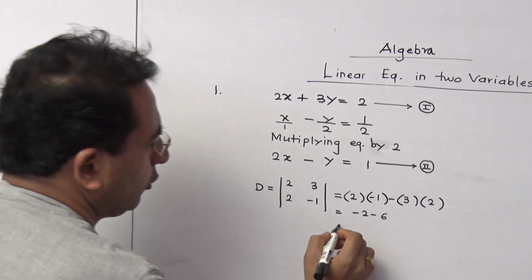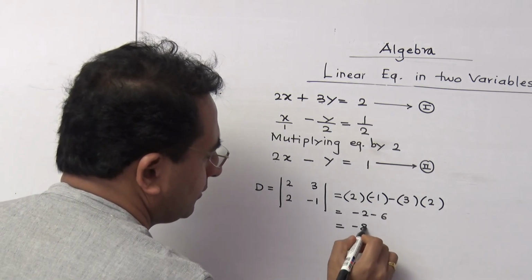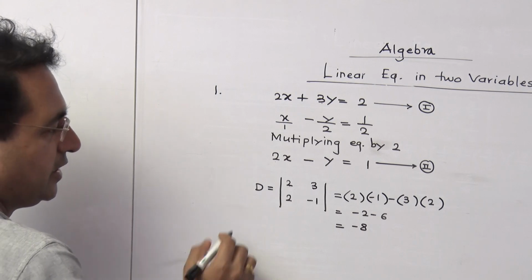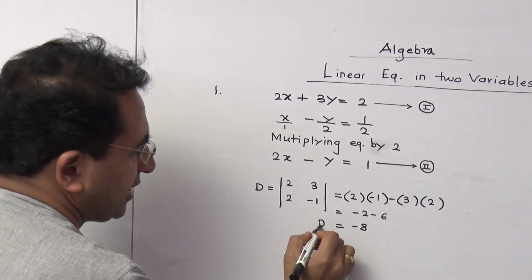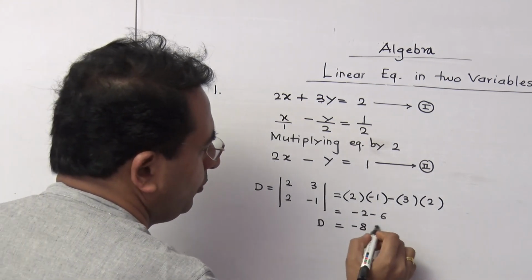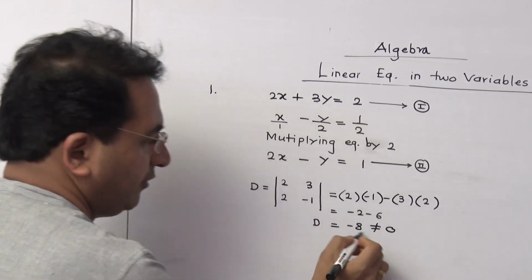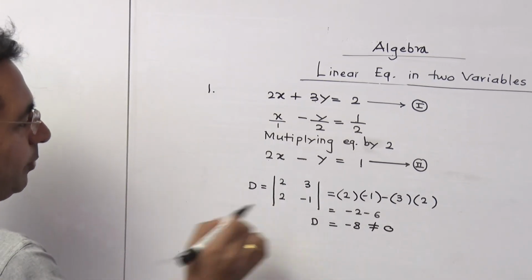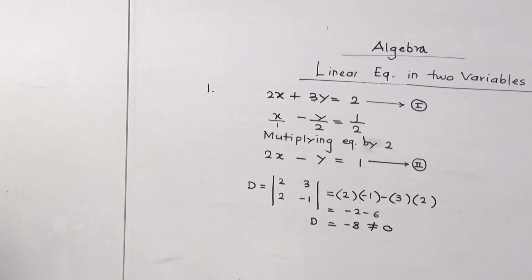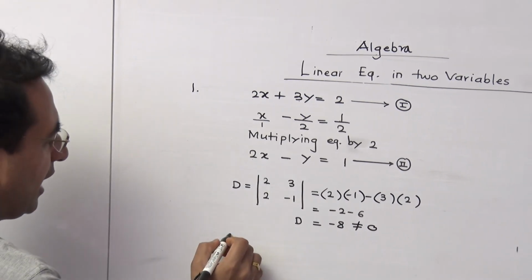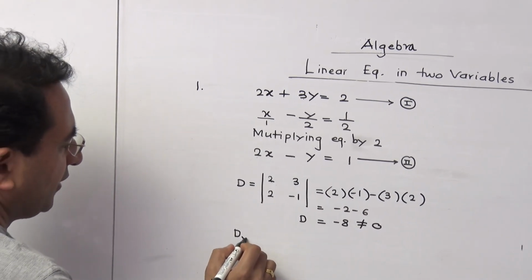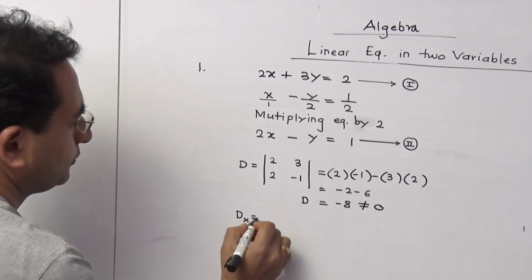And that's why you are going to get the answer minus 8. D is equal to minus 8, and this answer should always be non-zero. The reason I will tell you at the end, only this part. Now we are taking a second determinant having this suffix dx.